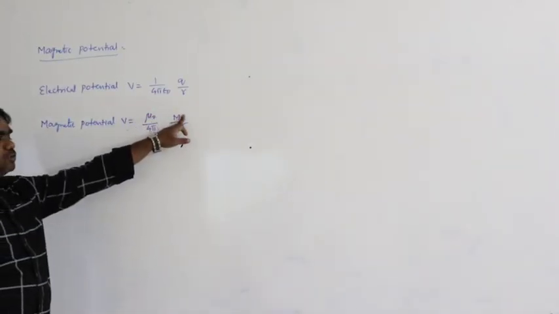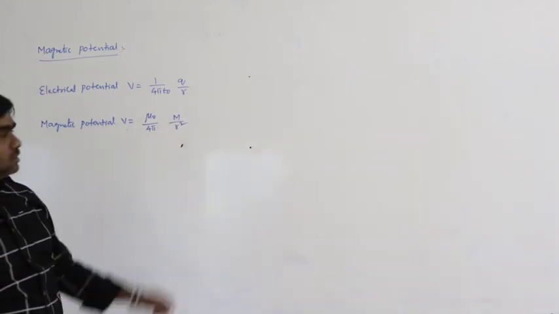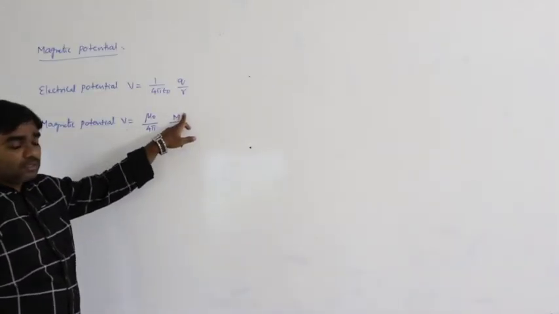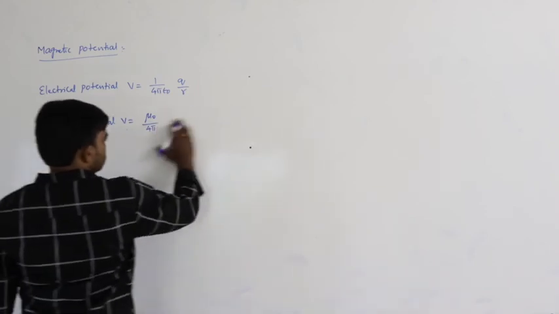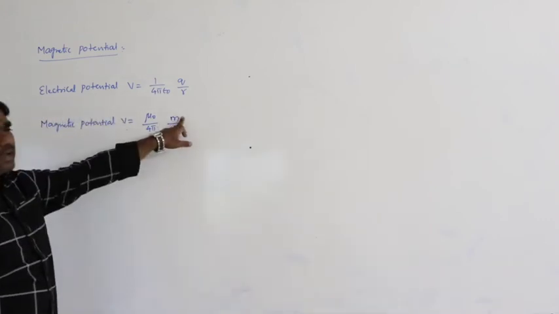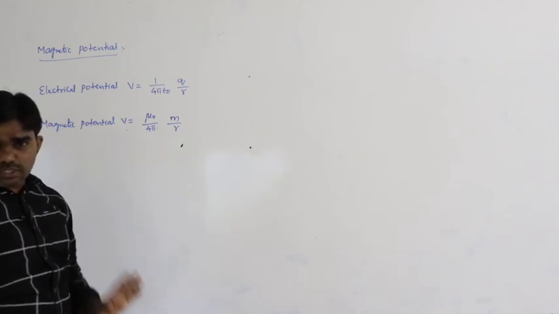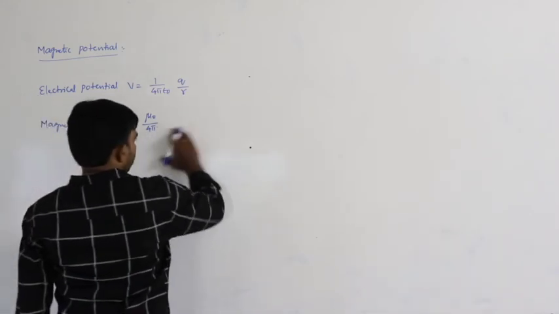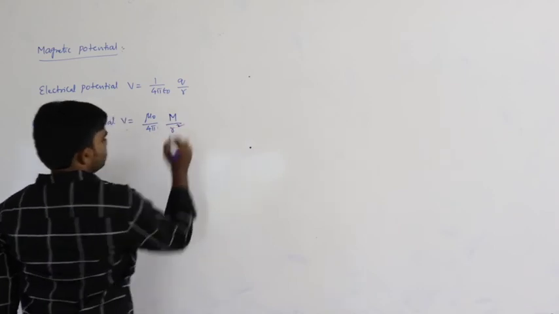It is not possible to write the pole strength because isolated poles do not exist. Of course, if it were possible, then we could write small m by r, where small m is the pole strength, but isolated poles do not exist. In terms of a magnet, we can write it as capital M by r square.